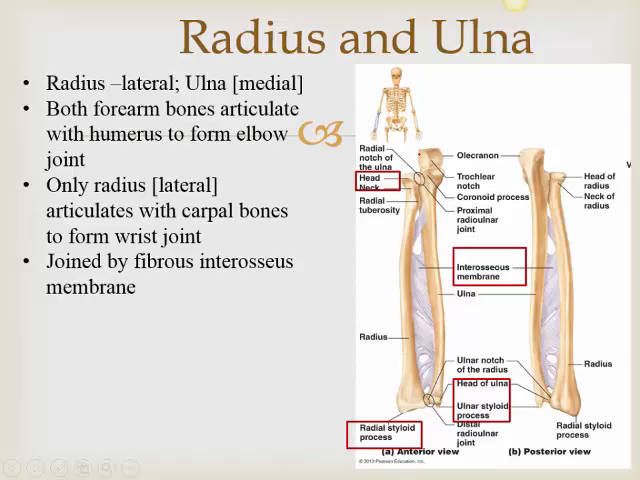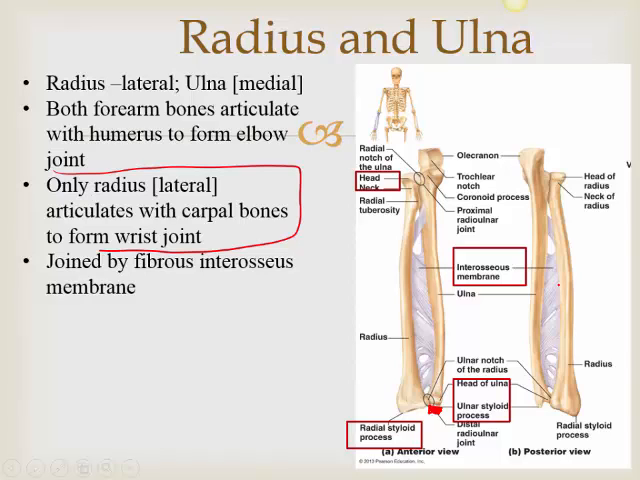Both bones articulate above with the humerus to form the elbow joint. But at the wrist, only the radius articulates with the carpal bone. So this is very important. Only the radius articulates with the carpal bones to form the wrist joint. The ulna does not participate in the wrist joint, because at the lower end of the ulna there's a piece of cartilage which is present here, and that comes between the carpal bones and the ulna. So it doesn't allow the ulna to articulate with the carpal bones.